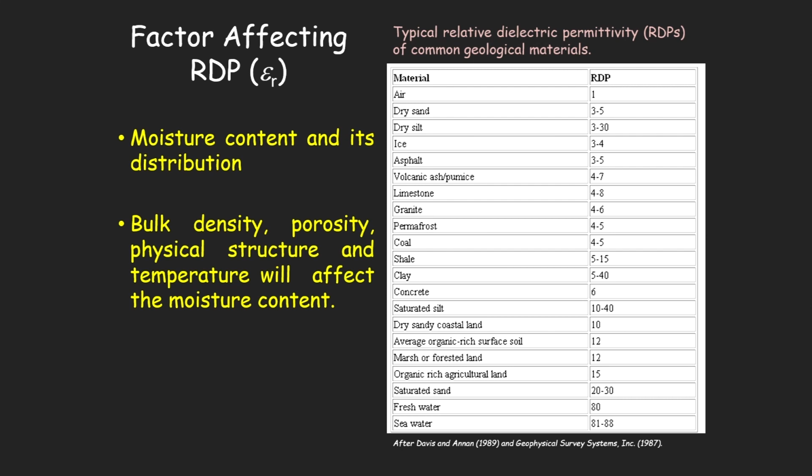So this is the chart which has been given based on different experiments conducted across the globe, and depending on that, the relative dielectric permittivity has been set out, that is, the dielectric constant or dielectric permittivity of different materials like dry sand, granite, coal, shale, clay, etc. Moisture content and its distribution will affect the bulk density, porosity, physical structure and the temperature, and that will also affect the overall property of the material.